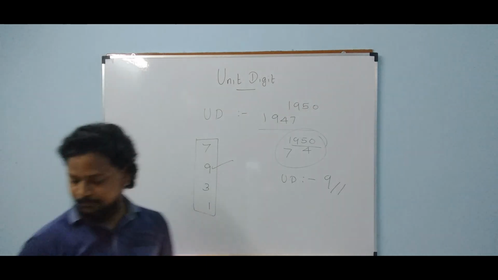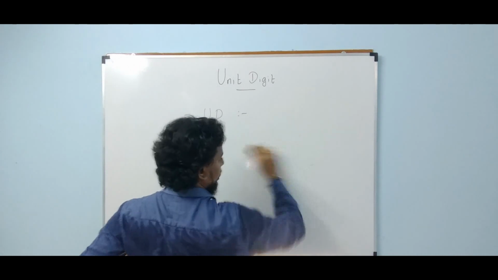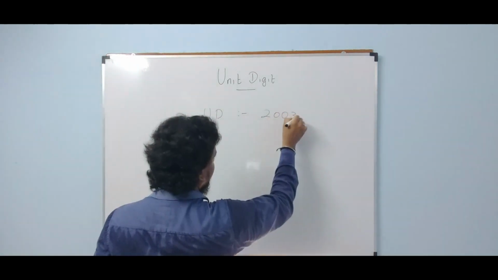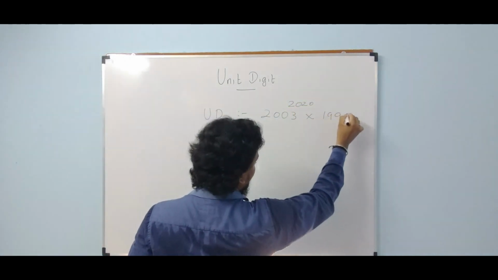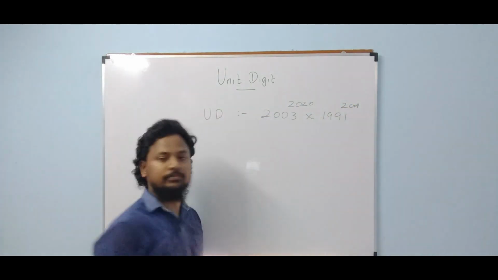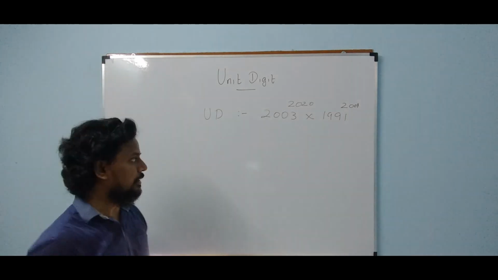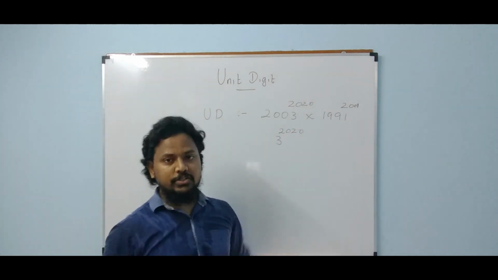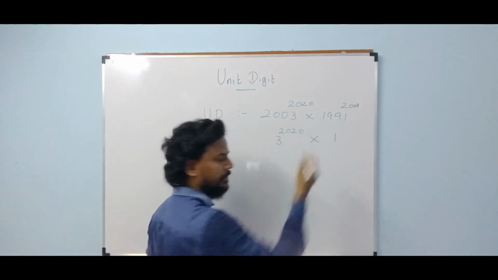Let's see one more example. Find the unit digit of 2003 to the power 2020 into 1991 to the power 2001. What is the last digit here? Correct, 3. So we can write this as 3 to the power 2020. What is the last digit of the other? 1. If the last digit is 1, the answer is always 1. So we can directly write the answer for this as 1.